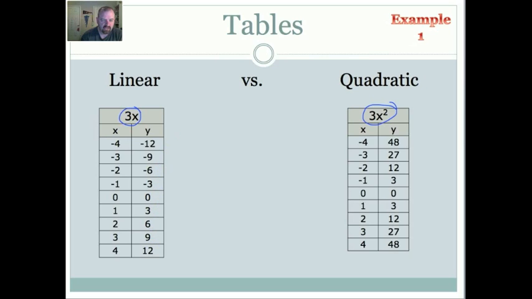Now notice here the pattern we've got going. This one is going up 3. This one is going up 3. This one is going up 3. Up 3, and so forth. Any 2 points you pick on here are going up 3.